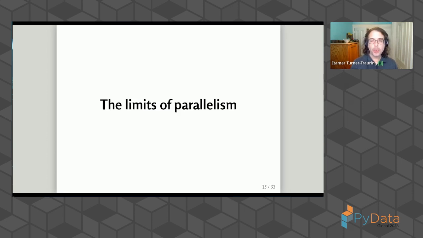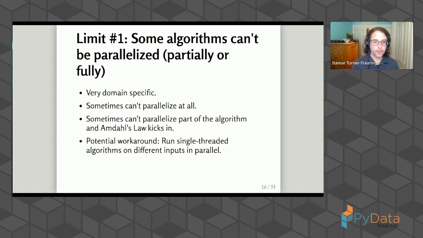And so we'll start by talking about some limits to parallelism, why it's not as good a solution as you might think. So first, and this is sort of a fundamental limit, some algorithms cannot be parallelized. And sometimes this is in full. Sometimes there's just no way to make the algorithm parallel just because of the way it processes data. Every piece of computation depends on other pieces in your data set. And so you can't split your data set into two chunks and process them in parallel.